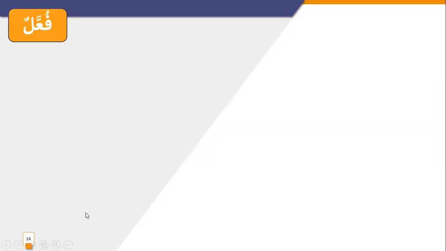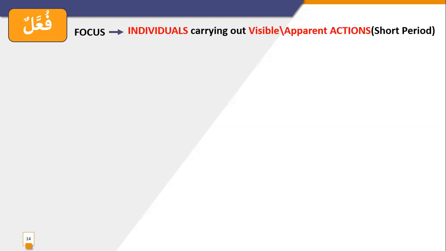Let's look at fa'alun. Now, here the focus is on individuals. So there are people individually who are carrying out some actions which are apparent. For example, eating is an apparent action. You can see it, and it's also an action which is spread over a short period of time, not something spread over a long period of time. For example, if you're building a house, it's going to take a lot of your time. So it's not something like that. It's something short and very apparent that you can see.